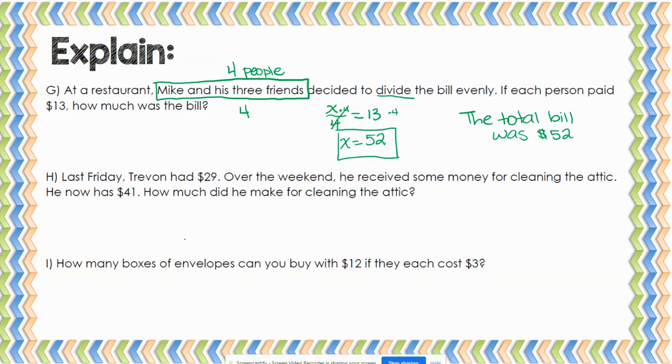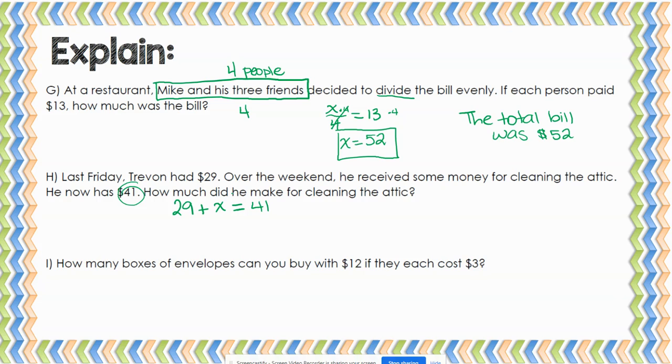H says last Friday, Trayvon had $29. Over the weekend, he received some money for cleaning the attic. He now has $41. How much did he make for cleaning the attic? Well, if I know that he had $29 and then he received more money, that means that he added to the $29 that he had. So he started with 29 and he added money for cleaning the attic. Since we don't know how much money he added, we're going to put X. We know that once he added that money, he now had a total of $41. So my equation is 29 plus X equals 41.